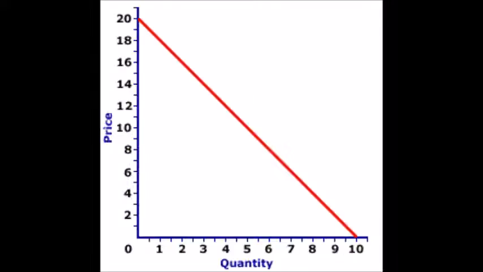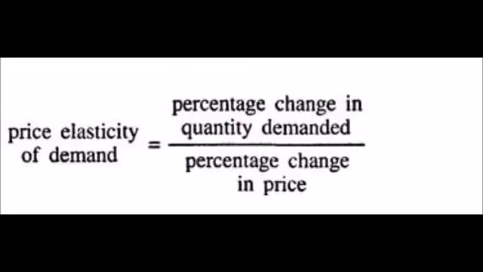Unit elastic items are those that when the price doubles, the quantity demanded falls by exactly half. The slope of this graph is equal to 1. To calculate the price elasticity of demand, we take the percent change in the quantity demanded and divide it by the percent change in price. If this value is greater than 1, and we use absolute value, by the way, the good is said to be elastic. If the value is less than 1 and between 0, the good is inelastic.